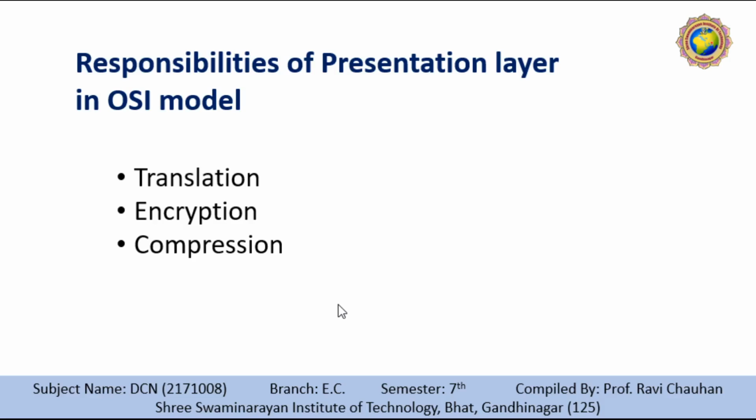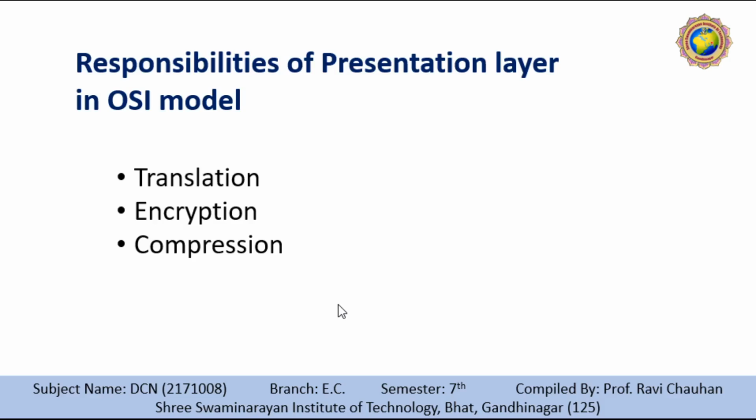Translation. The processes running programs in the two systems usually exchange information in the form of characters, strings, numbers and so on. The information must be changed to a bit stream before being transmitted. Because different computers use different encoding systems, the presentation layer is responsible for interoperability between these different encoding methods. The presentation layer at the sender changes the information from its sender-dependent format into a common format. The presentation layer at the receiving machine changes the common format into its receiver-dependent format. That is translation.